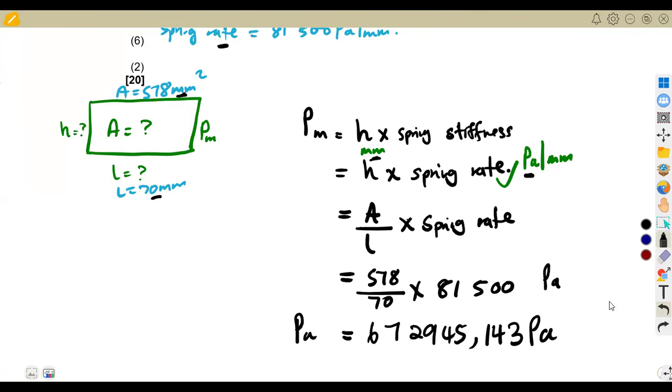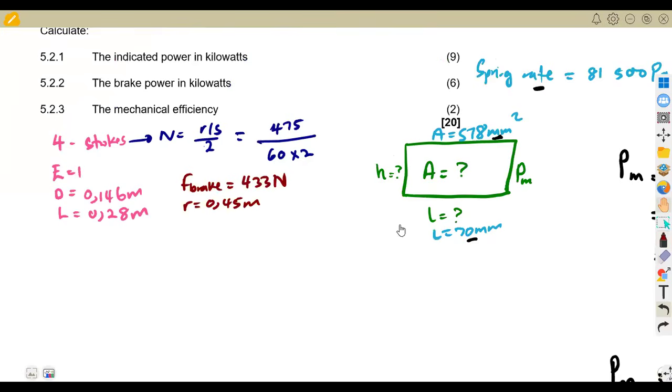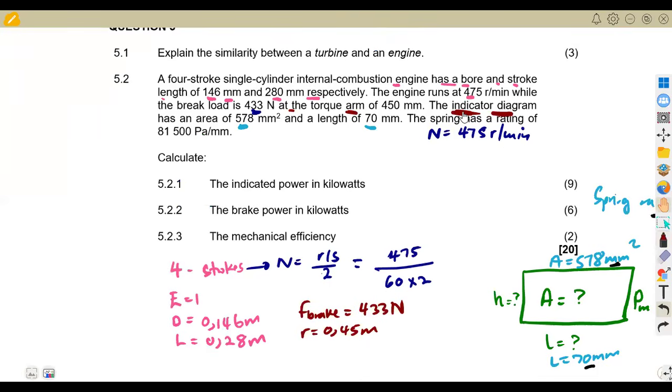So this is our indicated mean effective pressure, which we can even write this way: P indicated mean. Let's just leave it like that. So that was the issue of our indicator diagram. You need to know this information separately. Don't throw away that calculation, it is needed. That's why this question has got 9 marks, because you're going to pass through these calculations.